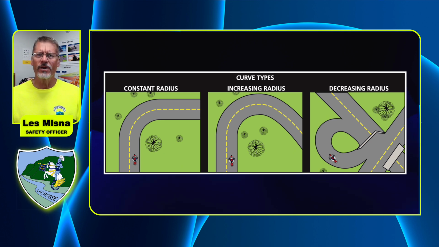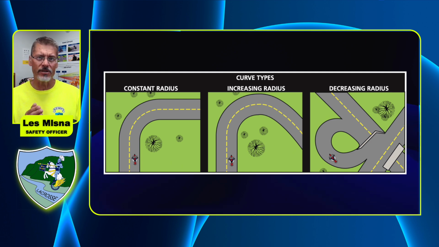There are also three general lane positions. We have our outside lane position, which is furthest away from the center line in a left-hand curve, or nearest the center line in a right-hand curve. The middle, which is the middle of our lane. And then we have the inside path, which is nearest the center line in a left-hand curve and farthest from the center line in a right-hand curve.